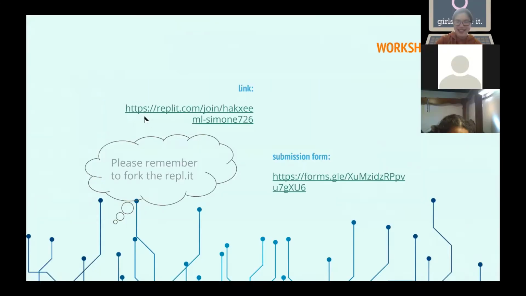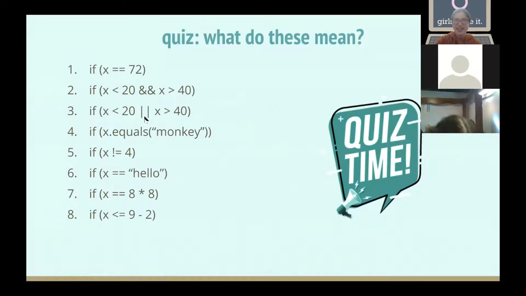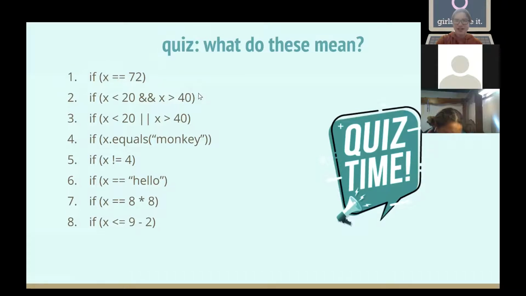All right, so let's actually do this quiz then. So first, number 1, what does this if statement mean? Let's do this first example together. So the translation of number 1 is if x is equal to 72. That's correct. All right, so let's do number 2 then. What does this statement mean? Correct. So the statement means if x is less than 20 and x is greater than 40.